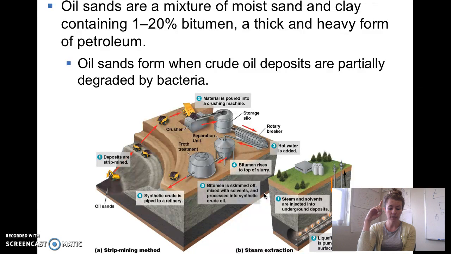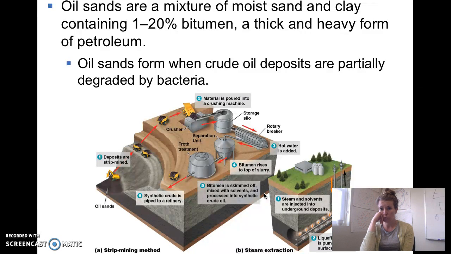All right, now we're going to talk about the unconventional fossil fuels. They are oil sands, oil shale, and methane hydrate. The first one is oil sands, and they're a mixture of moist sand and clay containing 1 to 2% bitumen, which is a thick and heavy form of petroleum. And so bitumen must be chemically refined to create synthetic crude oil. So that's how we can get crude oil from the oil sands.